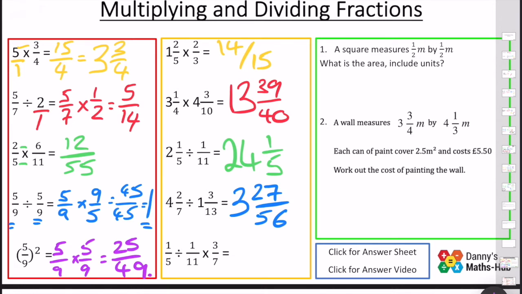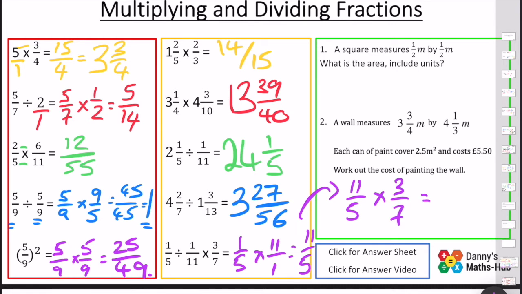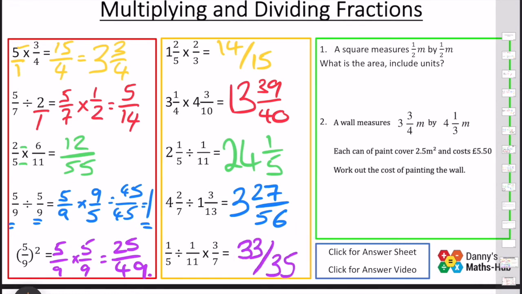We do 1/5 divided by 1/11 times 3/7. Now remember, if it's just multiplying and dividing, we simply work from left to right. So let's work from left to right then. 1/5 divided by 1/11. Well, that turned into 1/5 times 11 over 1, because we've done keep, change, flip, which gives us 11 over 5. Well, now we've got 11 over 5 times 3/7. 3 times 11 is 33. 5 times 7 is 35. 33 over 35.